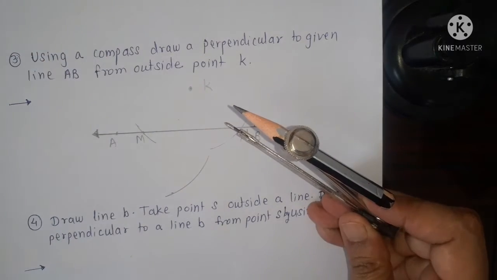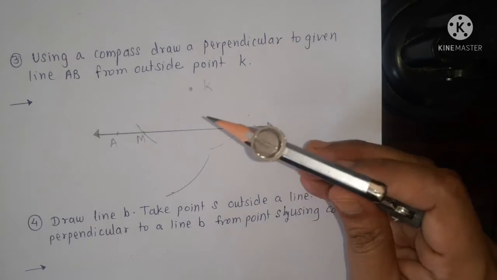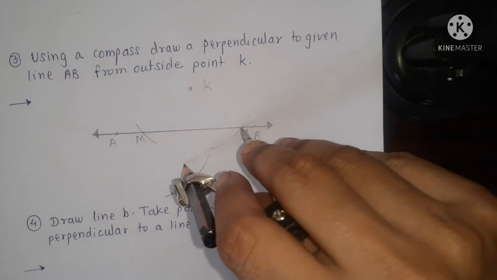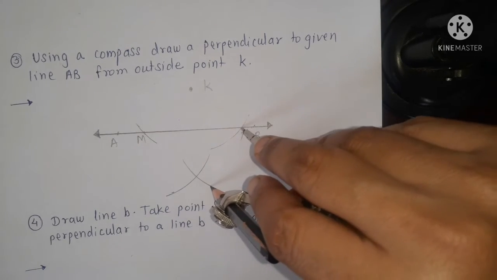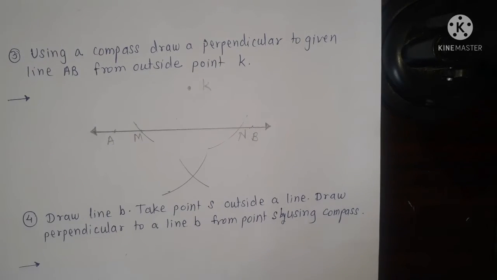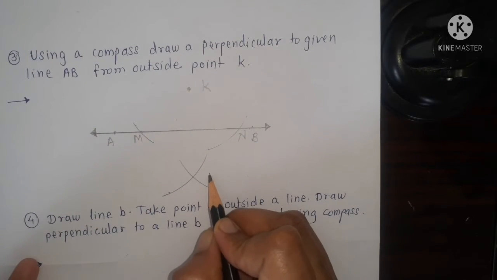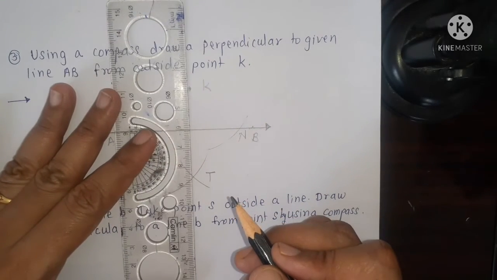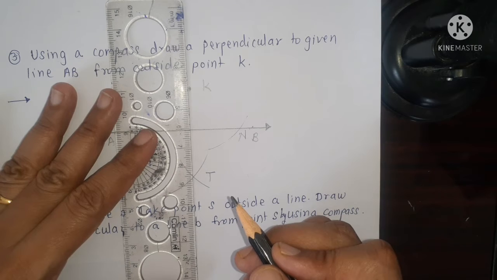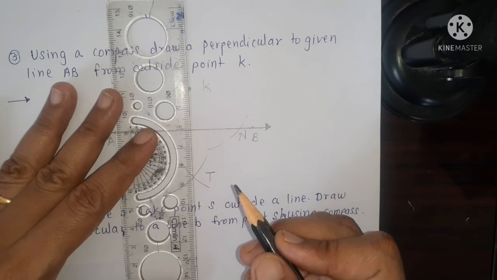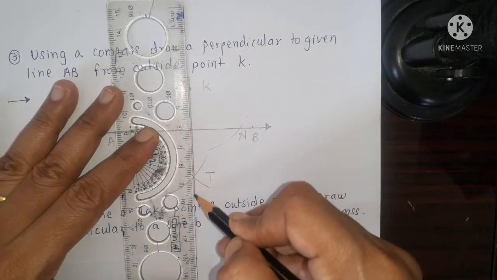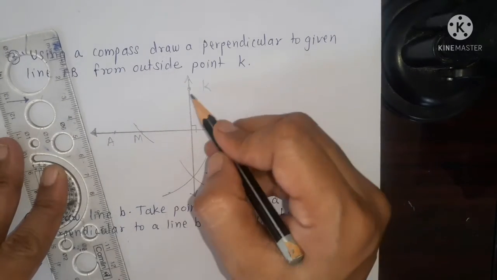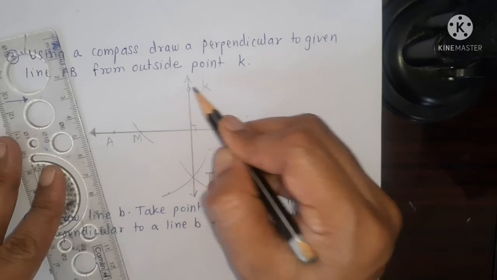We can keep the distance constant, place a metal point on N, and also draw an arc which can intersect the previous arc. We get a point T. Join point K and T. We can draw a line passing through points K and T. We get line KT, which is perpendicular to line AB from outside point K.